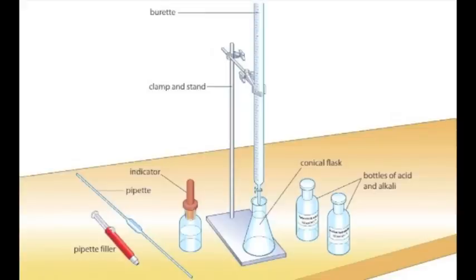An indicator is added to the alkali in the conical flask. The acid is placed in a burette. This can measure the exact volume of the acid solution added during the titration with an accuracy of plus or minus 0.1 cm³. The acid in the burette is slowly added to the alkali in the conical flask until the indicator changes color. The volume of the acid solution added is then noted by reading the scale on the burette.